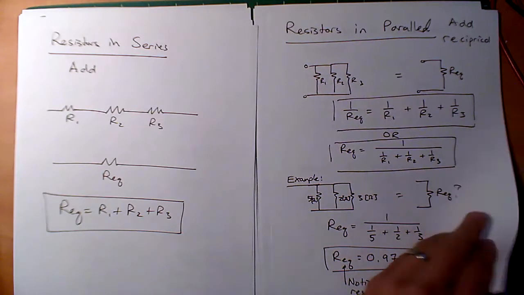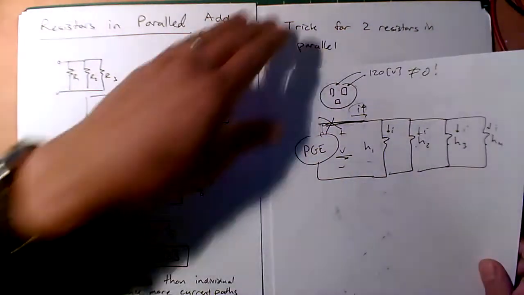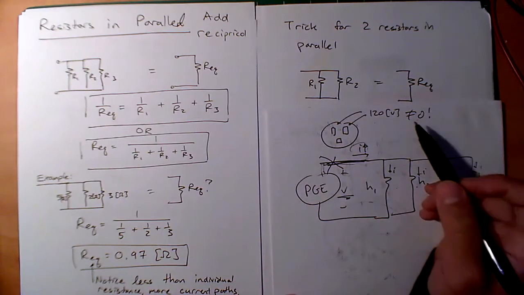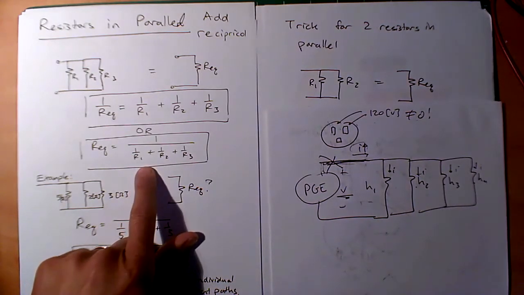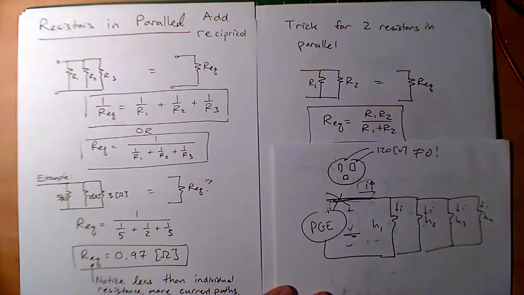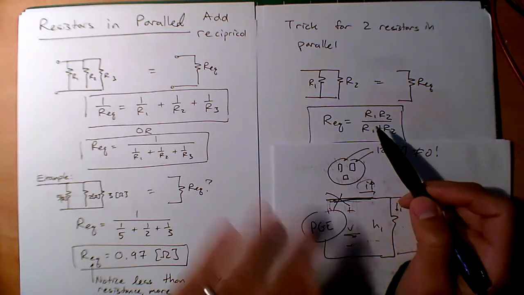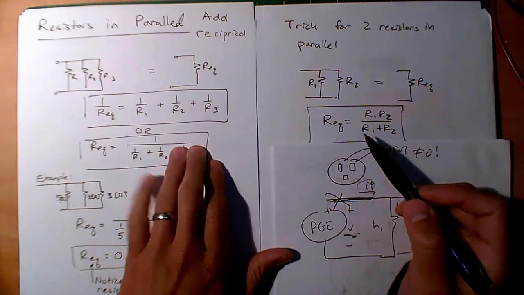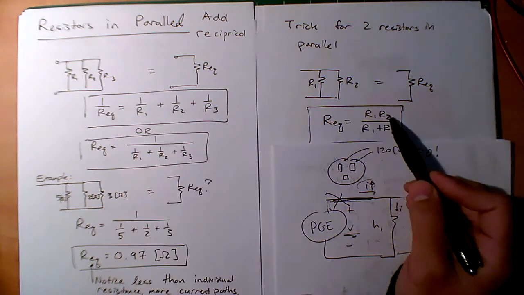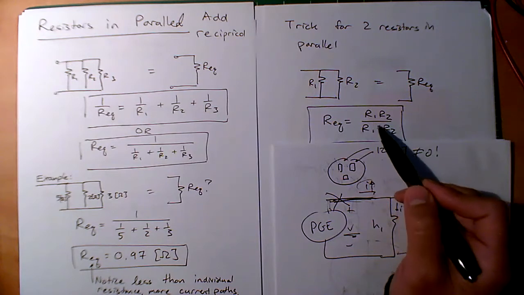Okay, let's keep going. Now here's a little trick, and this I actually use quite often. If I just have two resistors in parallel, I can still use this fundamental equation, right? This is always true for any number of resistors in parallel, but I actually can reduce it down to this kind of easier form. So instead of R equivalent equals one over one over R1 plus one over R2, I can do this: R1 R2 over R1 plus R2. And you're like, well, where'd you get this?